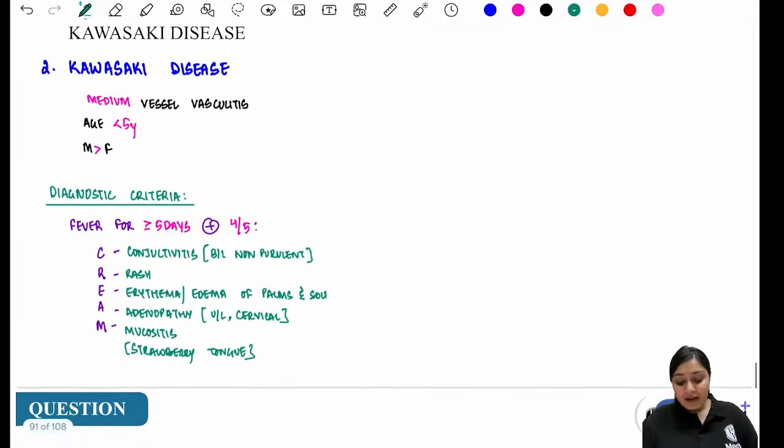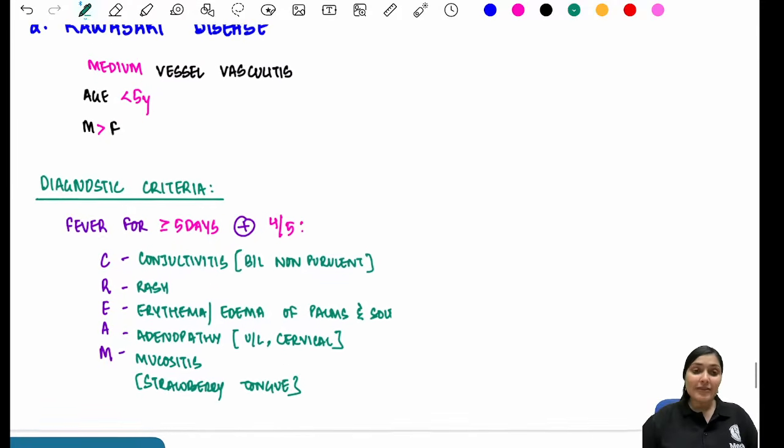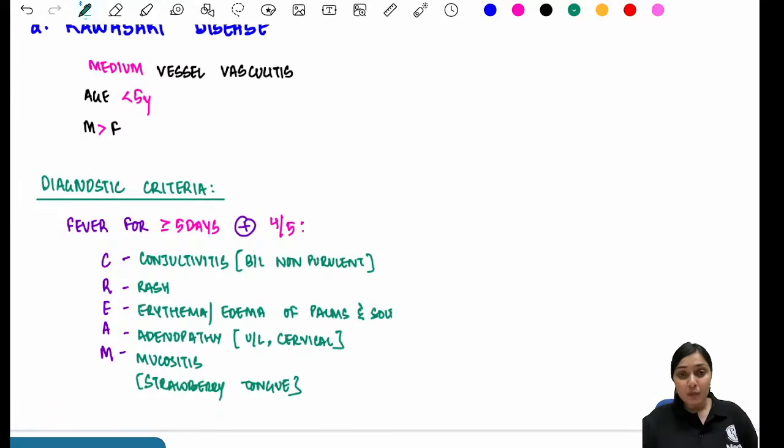So let's revise Kawasaki disease. We all know what is Kawasaki disease. It is a medium vessel vasculitis. Typical age group less than 5 years of age. Males are more affected than females. What is the diagnostic criteria of Kawasaki disease? We need fever for at least 5 days, 5 or more than 5 days. Along with that, 4 out of the 5. How do you remember these 5?